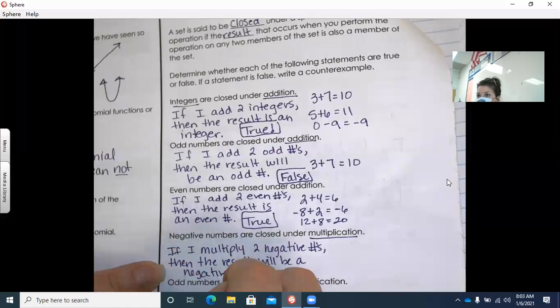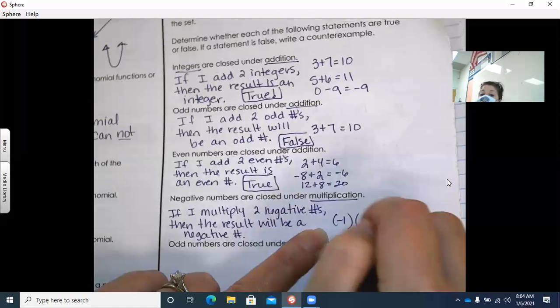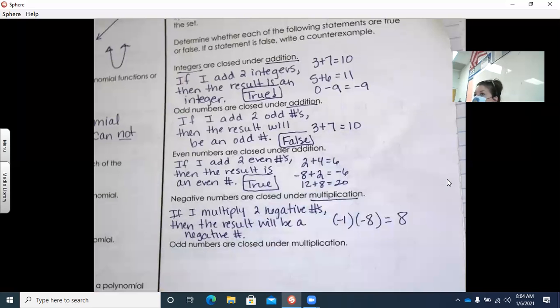True or false? False. Give me an example. -1 and -8. -1 times -8 is +8. Every single time you multiply two negative numbers together, you're always going to get a positive number, right? So negative numbers are not closed under multiplication. They said it was closed, so that is false.